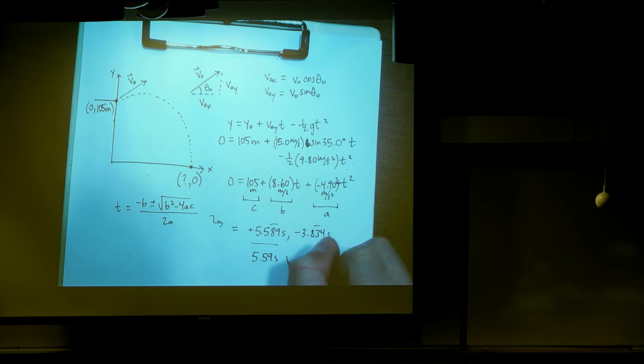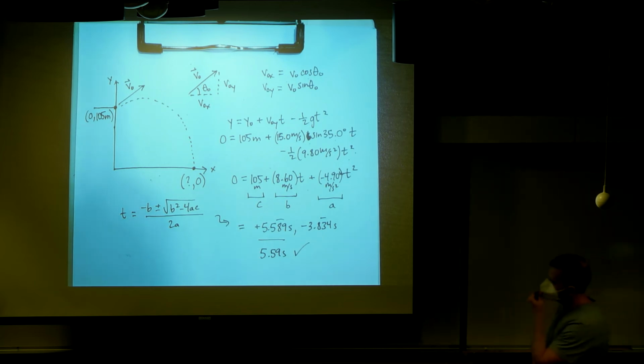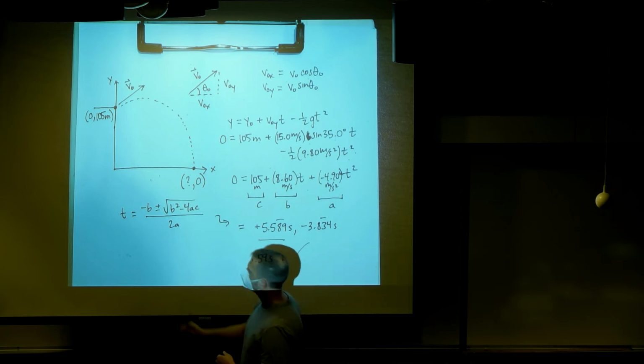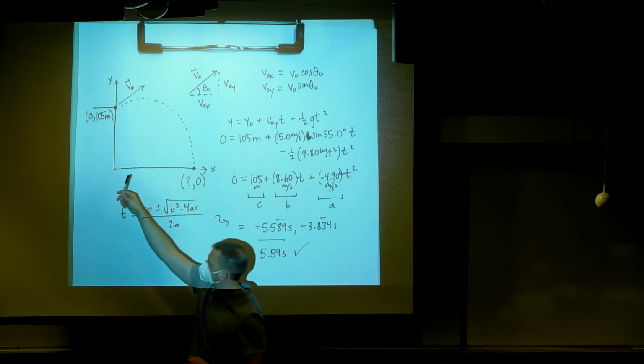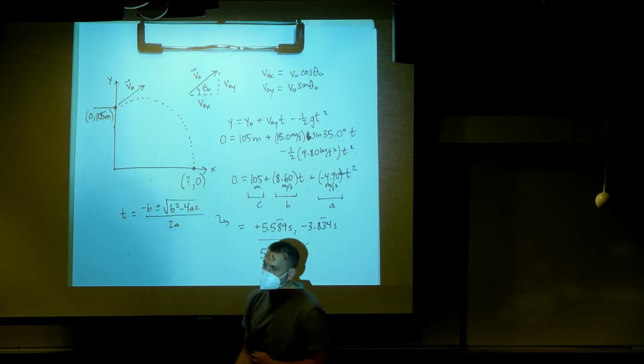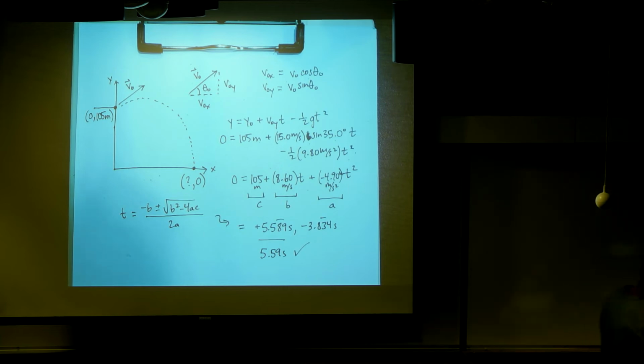5.59 seconds is the answer. We can ignore the negative time because it's not relevant. All right, so we have that time of landing. It's going to be useful later. The second question was how far does it travel from this initial launch point to the landing point in just the horizontal direction? Any ideas how I can get that?